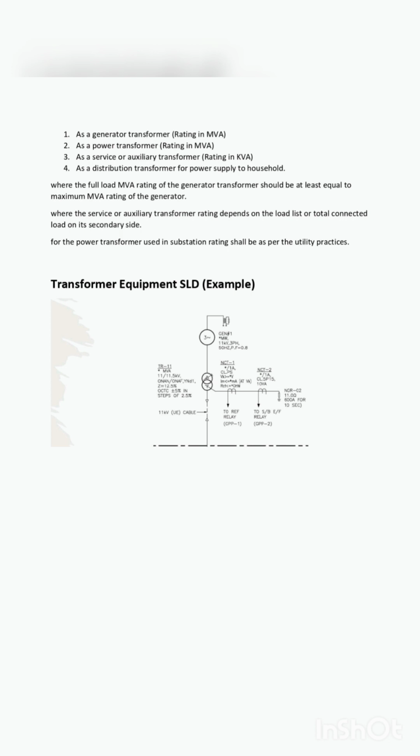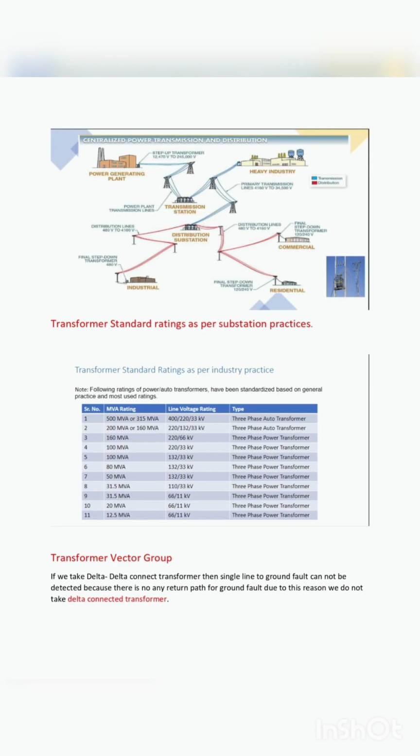4. As a distribution transformer for power supply to households. The full load MVA rating of the generator transformer should be at least equal to the maximum MVA rating of the generator. The service or auxiliary transformer rating depends on the load list, the total connected load on its secondary side. For the power transformer used in substation, rating shall be as per the utility practices. Transformer equipment SLD example. Transformer standard ratings as per substation practices.